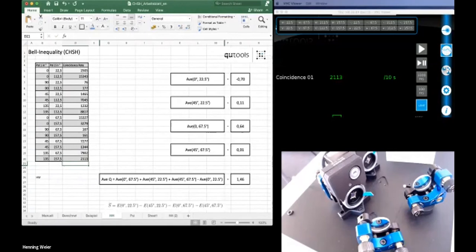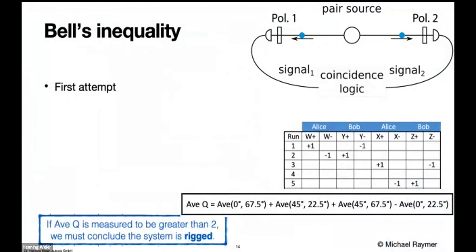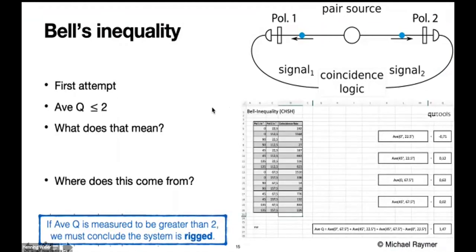So let's go back to our slides. Okay, so we see that this value is not as high as we wanted it to be. So it's 1.46 actually. What does that mean? We have said that if this value is greater than 2, then we can conclude that something strange is going on. So what does that mean if the value is lower than 2?